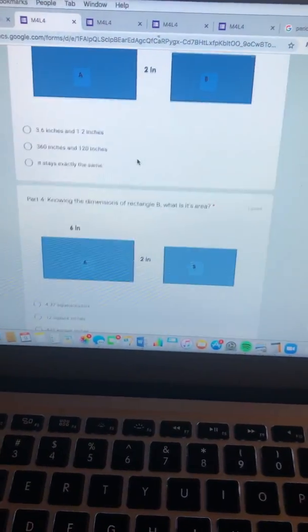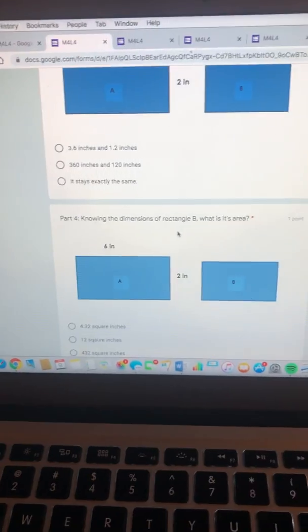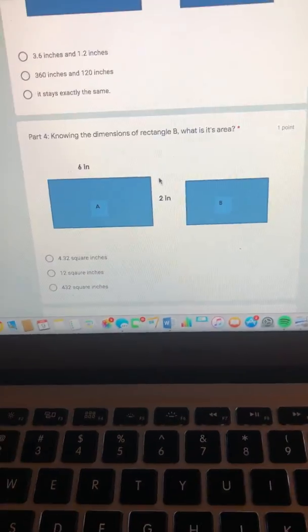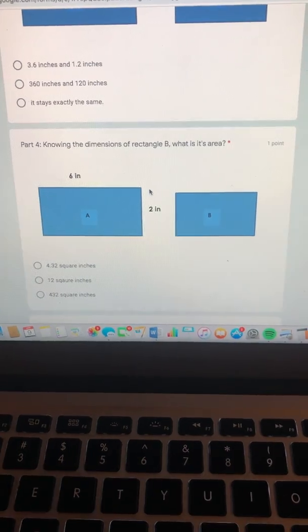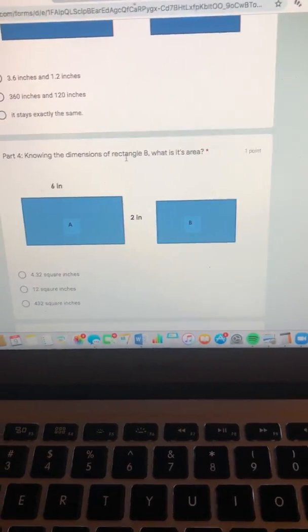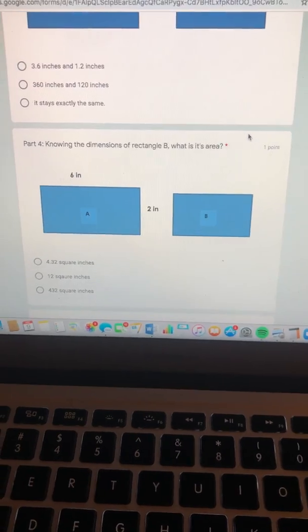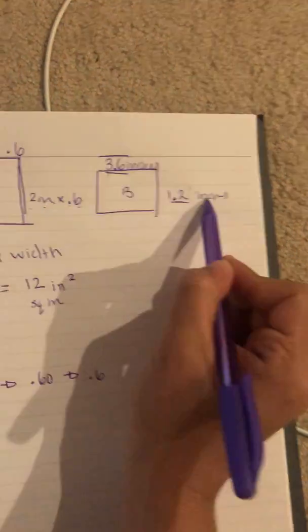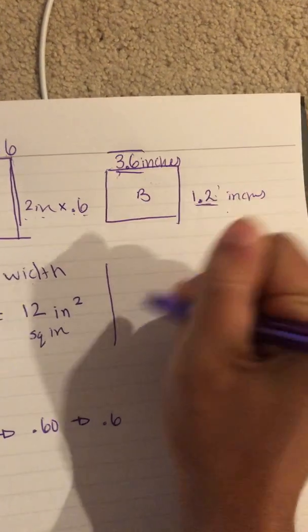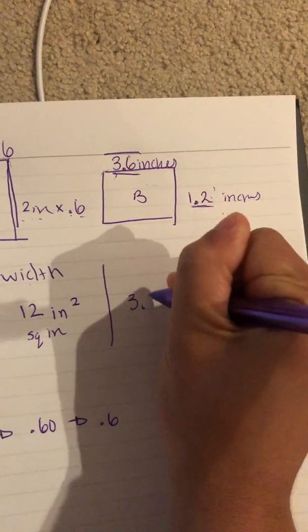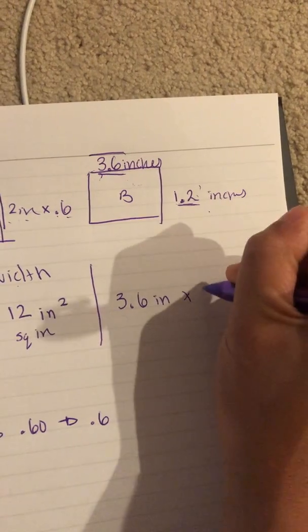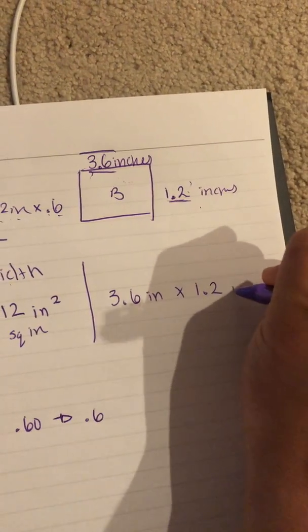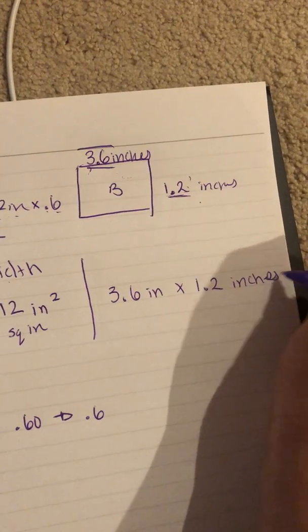Whew! But we are still not done. Why? Because the whole question is comparing two areas. So now I have to find the area of rectangle B. It says, knowing the dimensions of rectangle B, what is its area? Okay, easy. The area of this rectangle is the length times the width. So we are going to multiply 3.6 inches times 1 2/10, or 1.2 inches. Now, what is that going to give me?